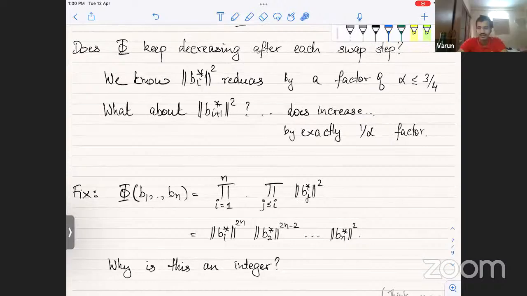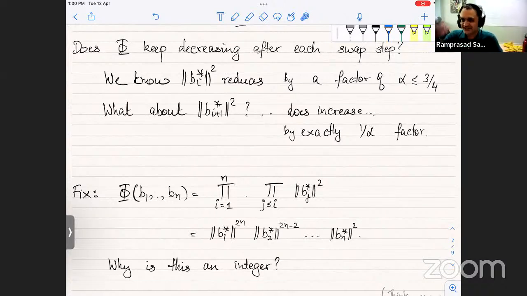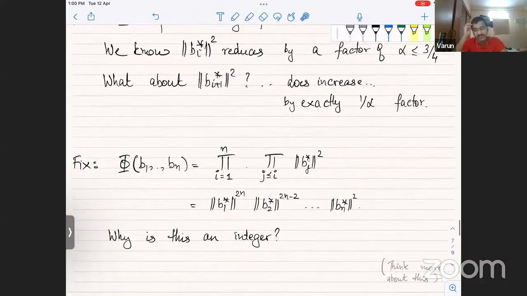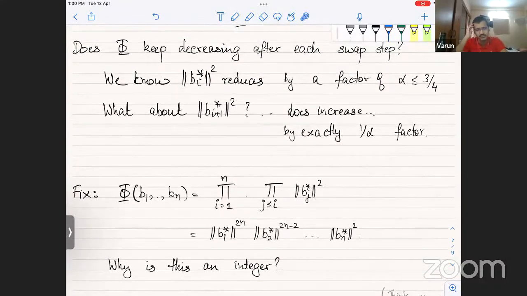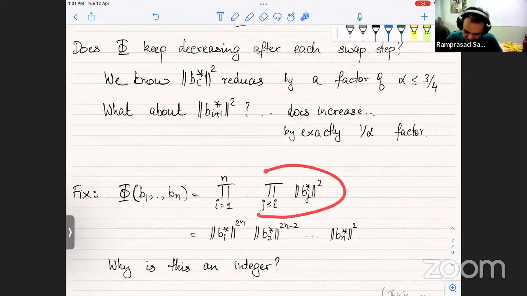There's one alpha factor extra. That's what is going to save us eventually, to say that this one reduces. But why is this an integer first? Can you somehow prove to me that this is an integer?